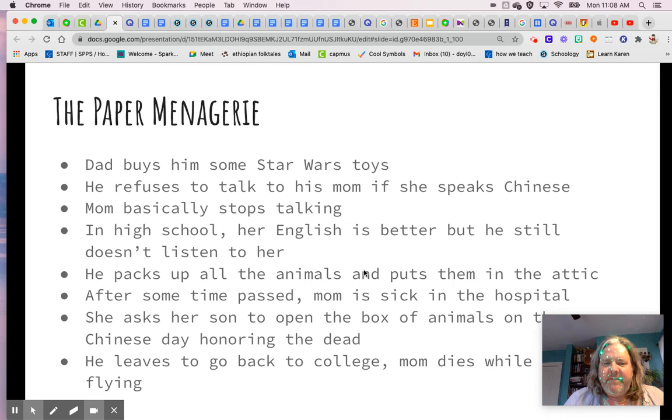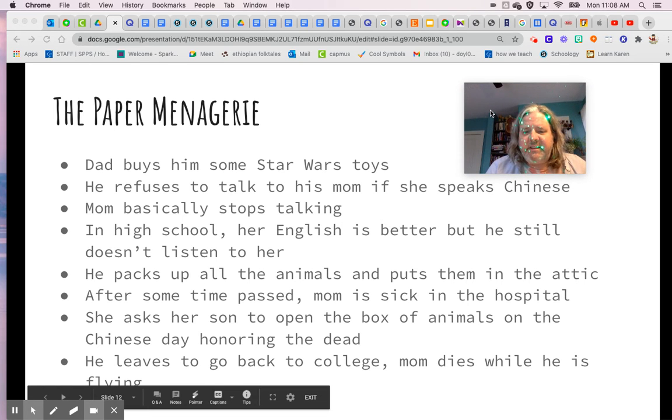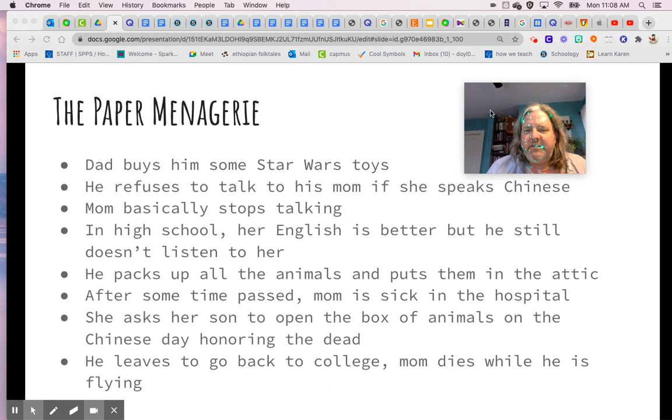His mom is sick, and his mom is trying to talk to him. She has one request, and she says, on the day, the Chinese day for honoring the dead, will you take out that box of animals? Because when you take the box of animals out, it'll be like I'm alive a little bit. And he says, "Yeah, I'll try, maybe." And then he leaves, he goes to college, and while he's flying, his mom dies.